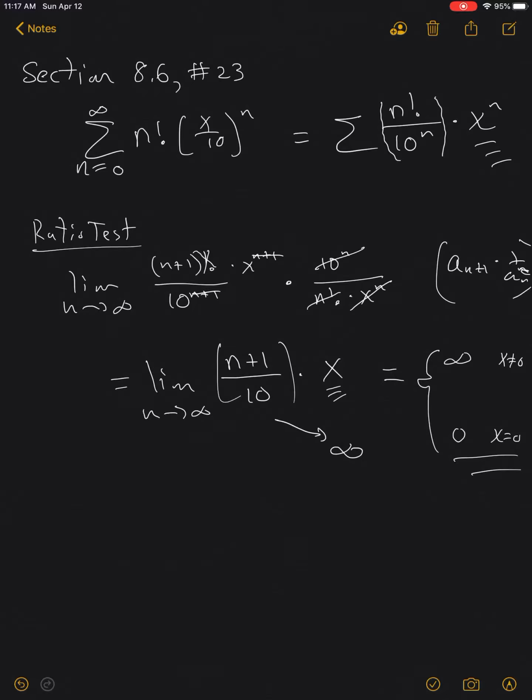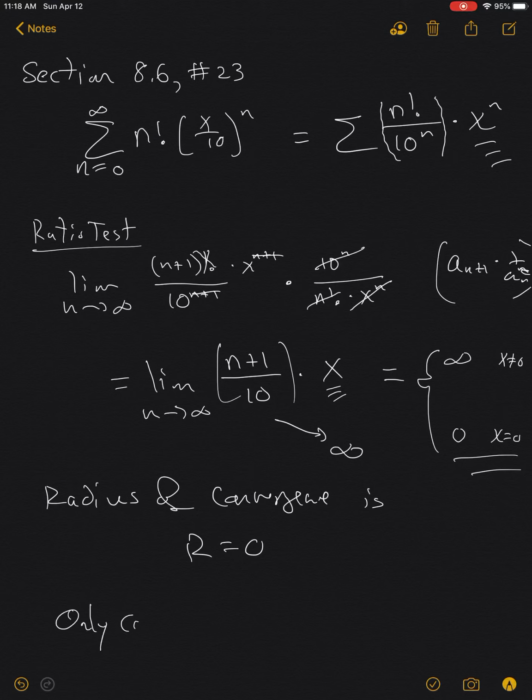Well, if you did the reading in section 8.6, this is what's going on when you have a radius of convergence of 0. We have no interval, we just have a single value of convergence. In this case, our radius of convergence is 0. And the interval is just a single point, so it only converges for a single value of x rather than a whole interval of values.